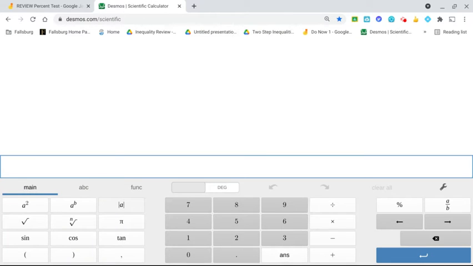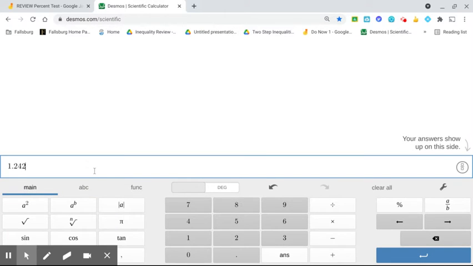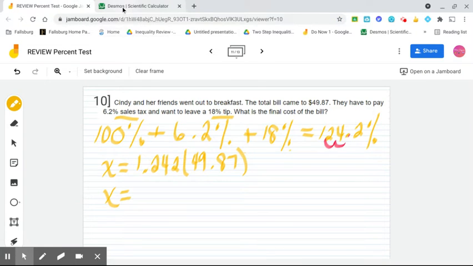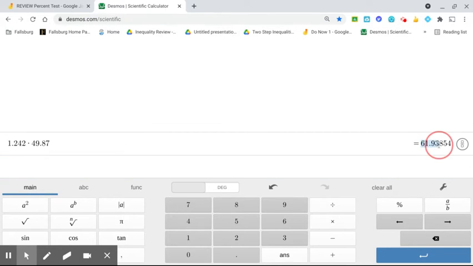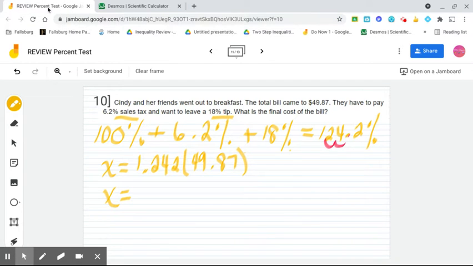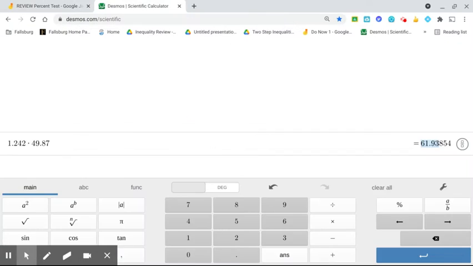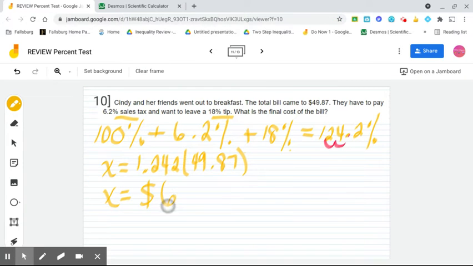So we have 1.242 times $49.87. And I get 61.93. However, I want to look at this 8 next door because it will help me round, and it is going to round the 3 up to a 4. So 61.94 is our final answer. 61.94.